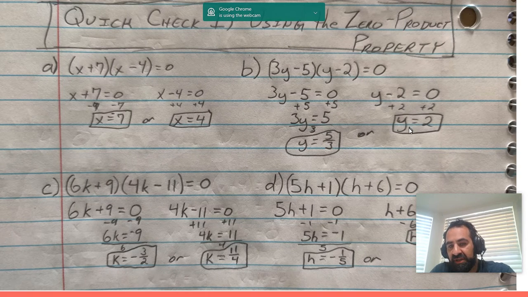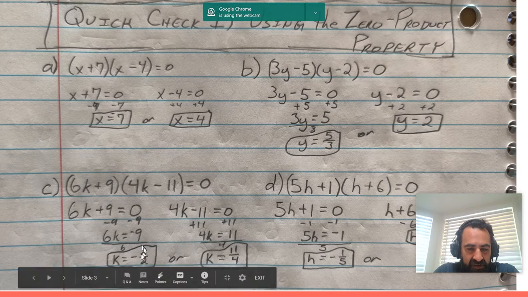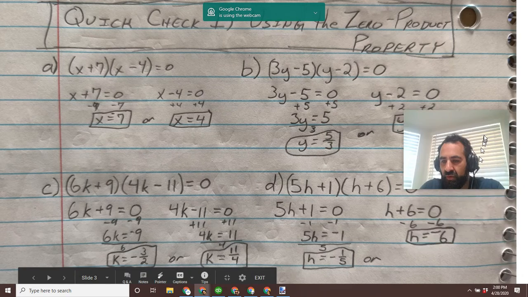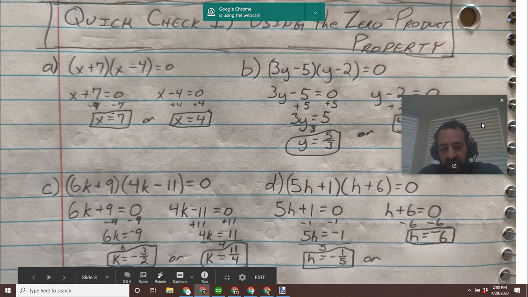Y is 2. It's very odd that they used y as a variable here. Not a fan. Okay, here we go. 6k plus 9. Leave it as a rational number. Same thing here. Add 11 to both sides. After you set it to 0, divide by 4 and get 11 fourths. Actually, both of these give you a nice, beautiful decimal. However, can I move this? Maybe I can. Oh, I can. Awesome. Still leave them as a rational number.